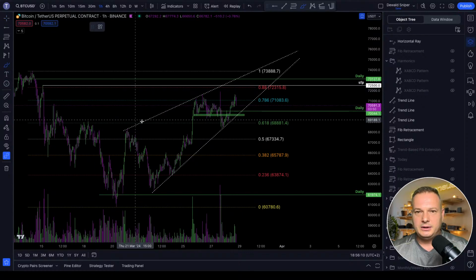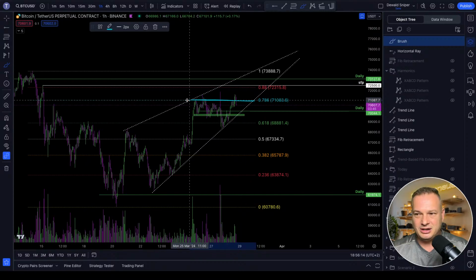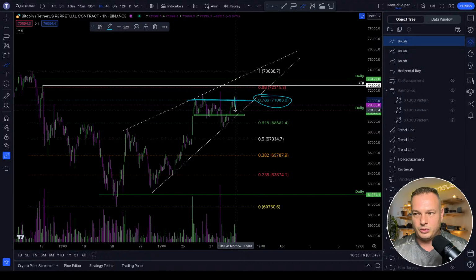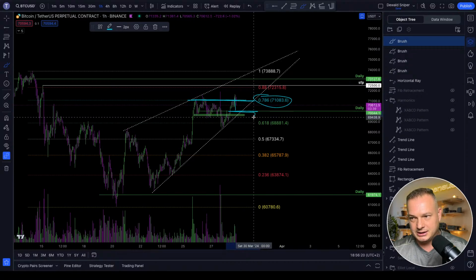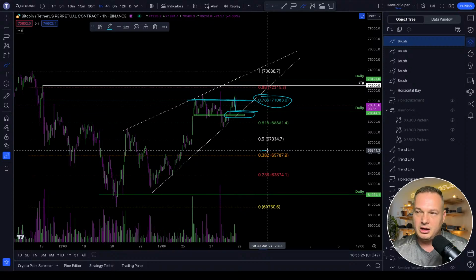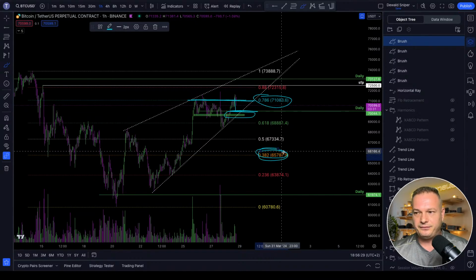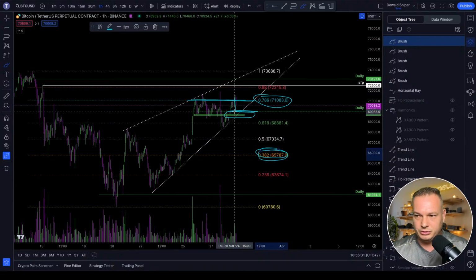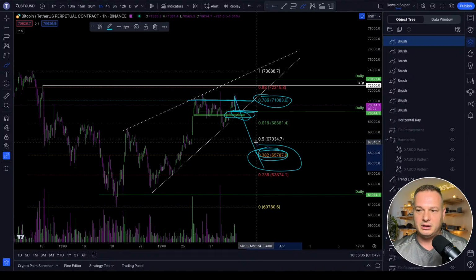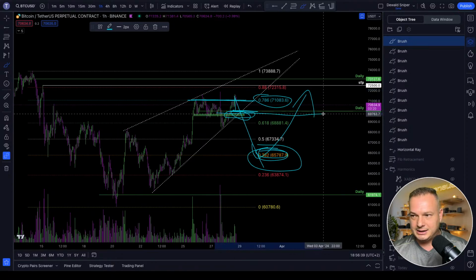Okay, so we either reject here. Can you guys see how we're struggling to get through this level? Okay, so it could be that if we lose this area, I can tell you guys now, if we lose this area, it is highly probable that we are going to hit this level over here. Okay, there's a high probability if we lose this area, we're going to come tumbling down until we smack down at this level. And then we'll have to see what happens. We either go back up or we retest this area.